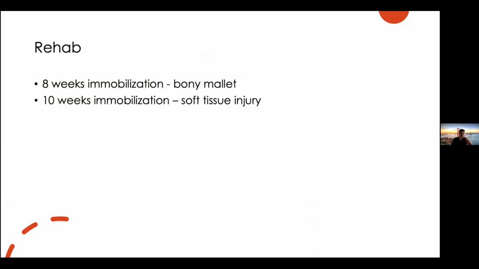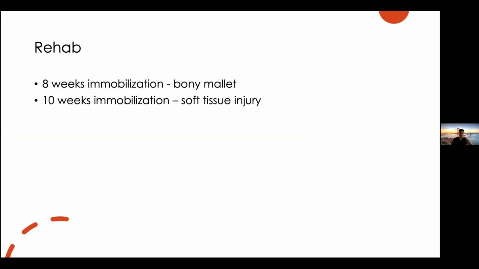Now, when I have a bony mallet, I mobilize a little bit more quickly. I do 8 weeks, whereas I do 10 with a soft tissue. My rule of thumb in thinking about soft tissue versus bony injuries is that bony injuries take about 6 weeks to heal and gain enough strength to be sufficient, whereas soft tissue injuries usually take about 3 months to fully mature. In this case, I go 2.5 months, and that's usually enough. In some cases, when someone is really particular and I talk to them about it, I will go out to 12 weeks to allow it to mature.